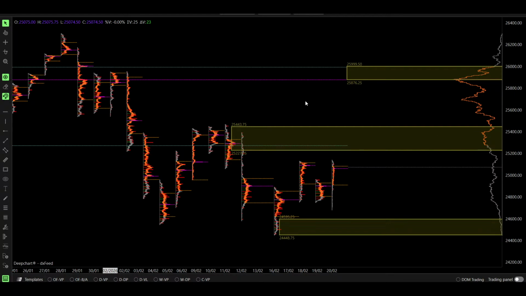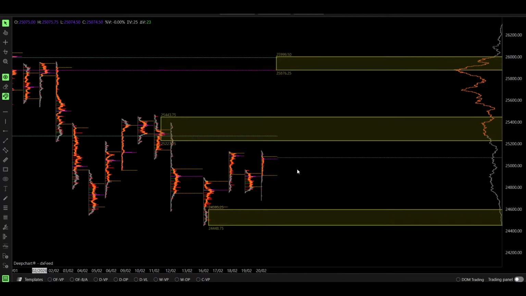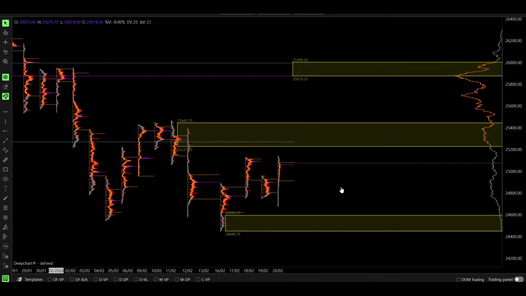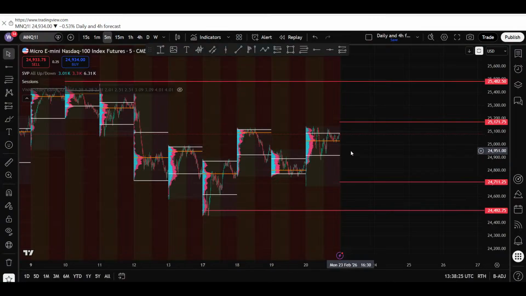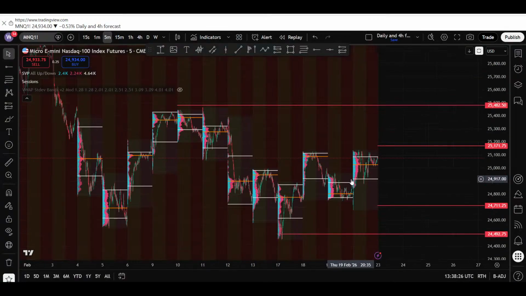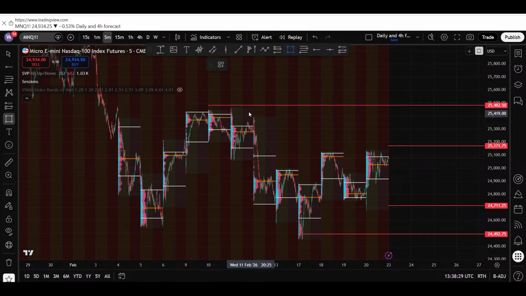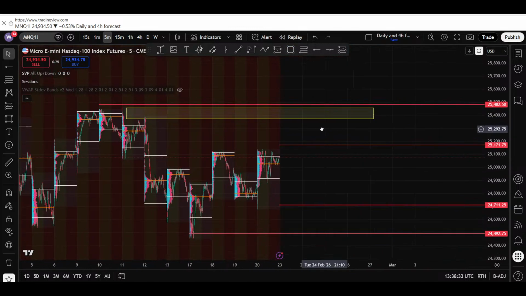So these are the lines where price will be struggling to go through. You have to be aware of this. And same on TradingView, I know that here price will struggle to go through.